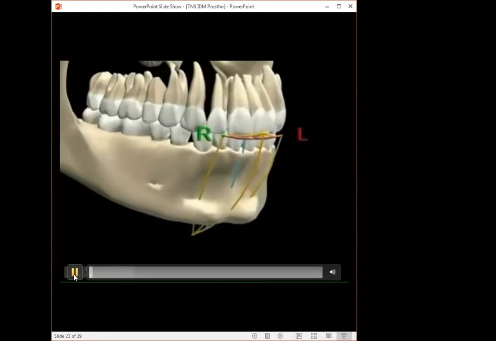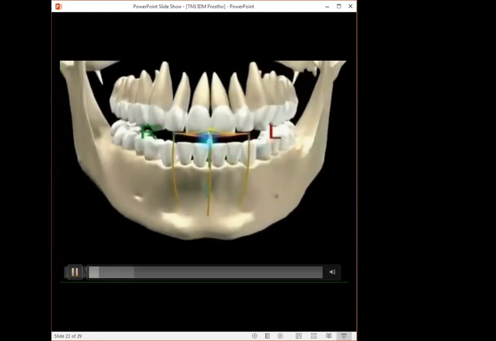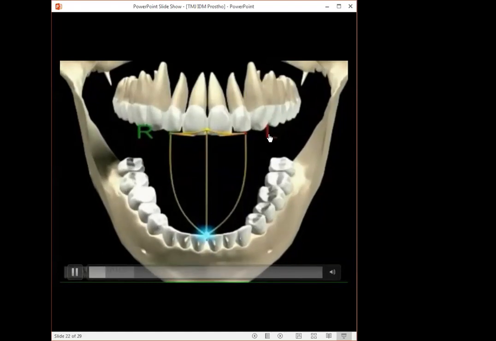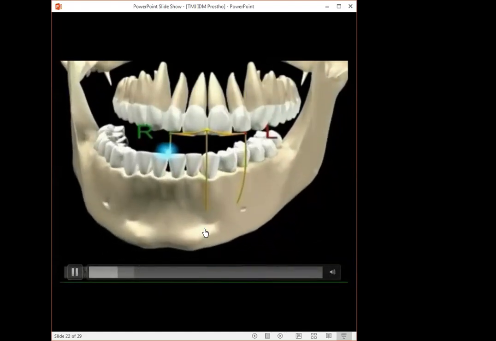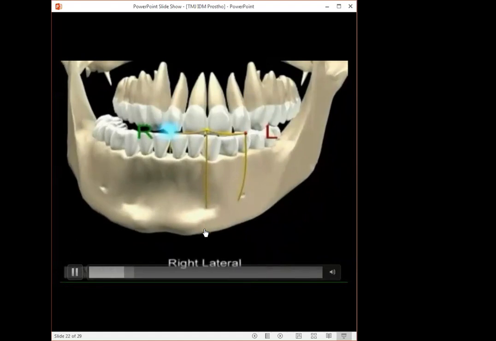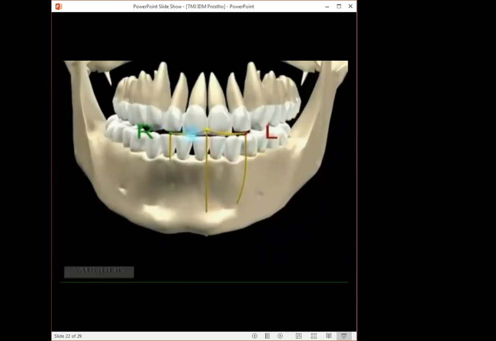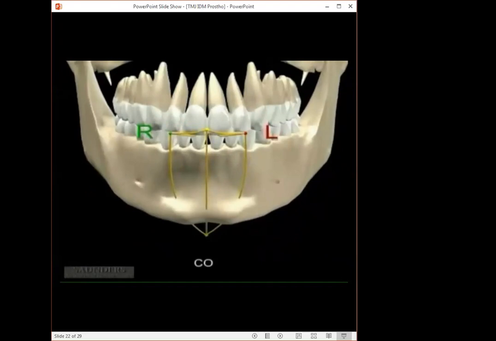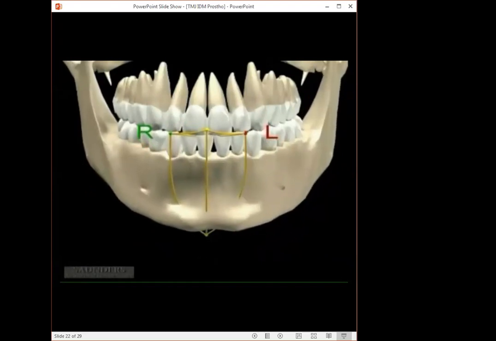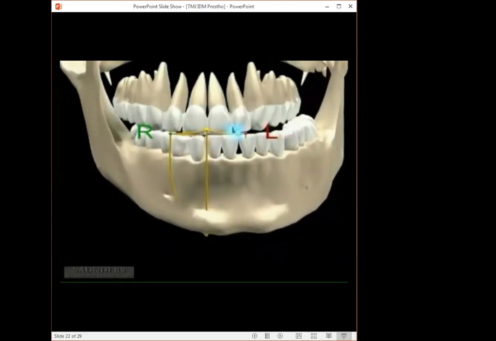So if you see, this is how the mandible moves. R represents the right, L represents the left. This represents the maximum mouth opening. So you make the patient open the mouth as wide as possible, then try to shift the mandible to the right to record where the teeth come into contact.